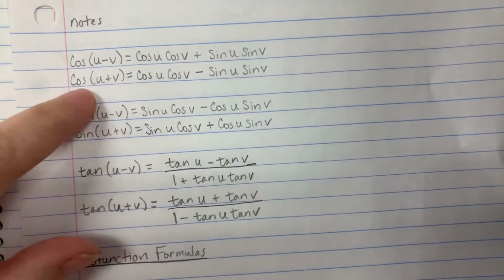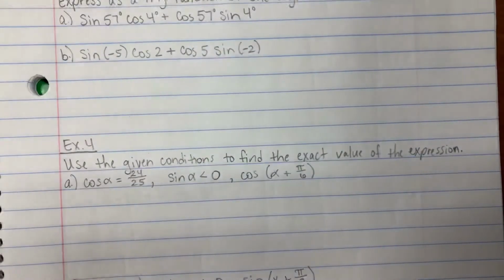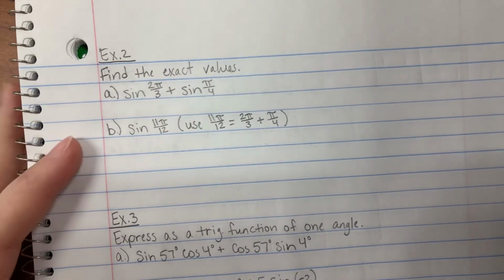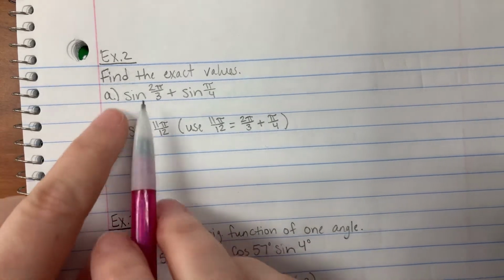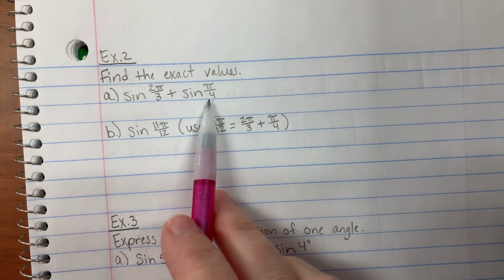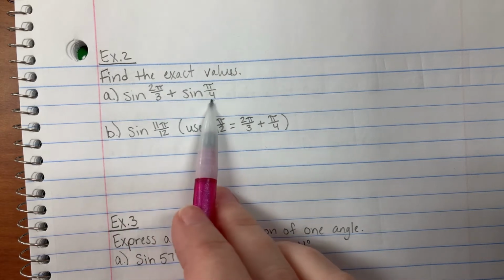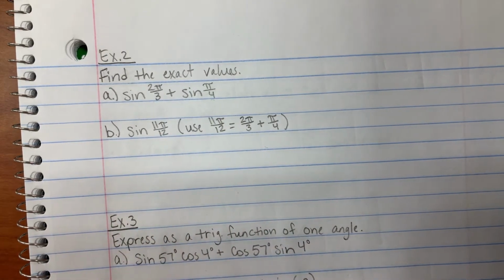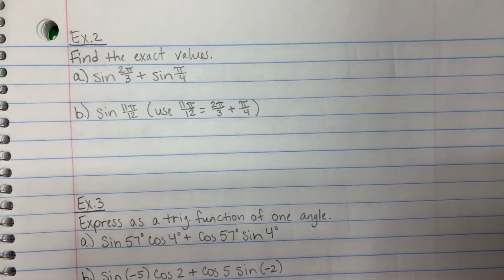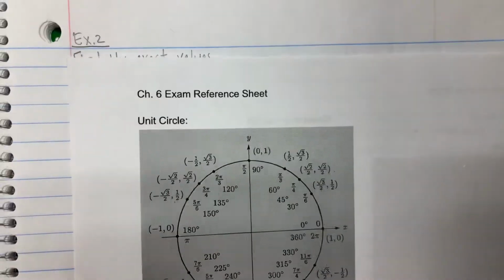Okay, so I'm going to keep this page nearby though, because I'm going to need these a lot in these next couple of examples. So in example 2, they want me to find the exact values. Well, the first one is super simple because it's just sine of this plus sine of this. That means I just need to go figure out what the sine of those values are. Now, if you remember your unit circle, that is amazing.